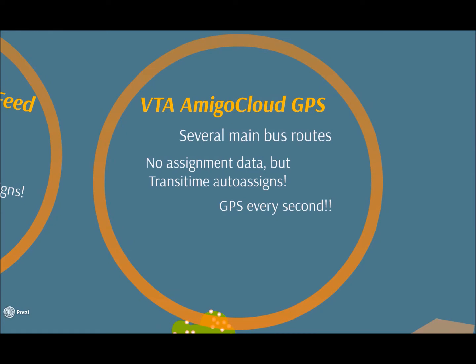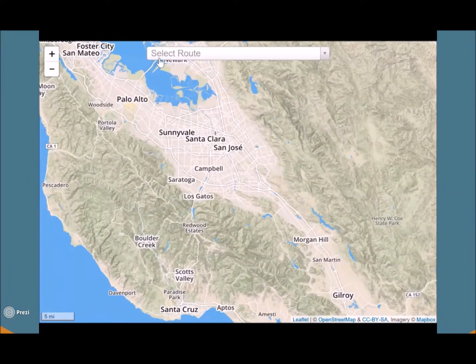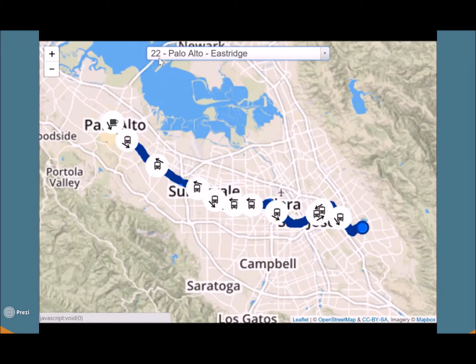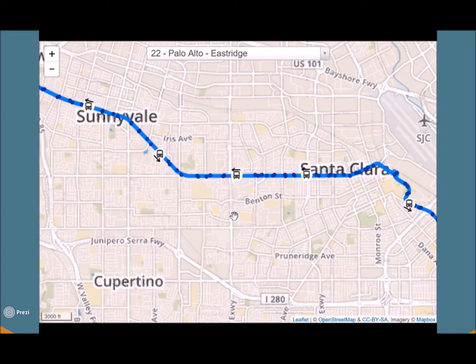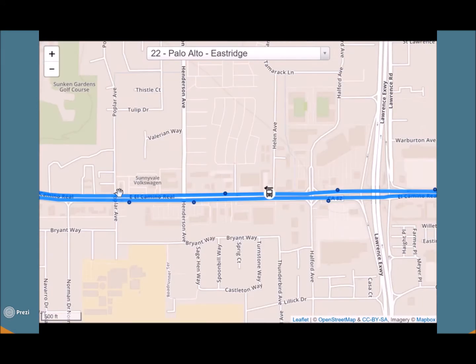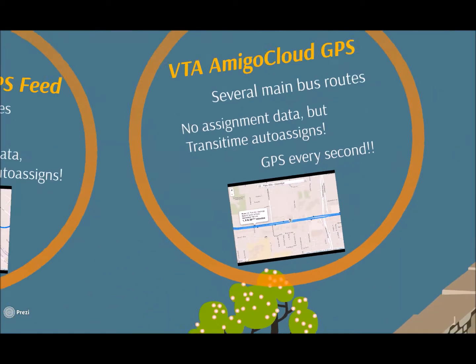Next, we combine the Amigo Cloud GPS feed in with the system. We get GPS data every second. So the user selects a route, like Route 22, and you can see all of the buses moving in real time. Zoom in, and it's really compelling because you can actually see the buses move in real time. And click on a stop, and you see the predictions based on the GPS information.